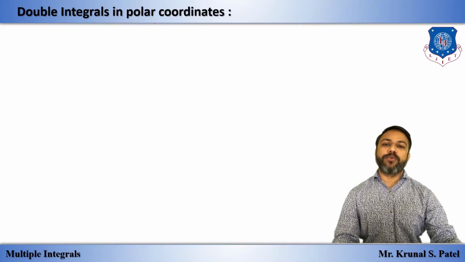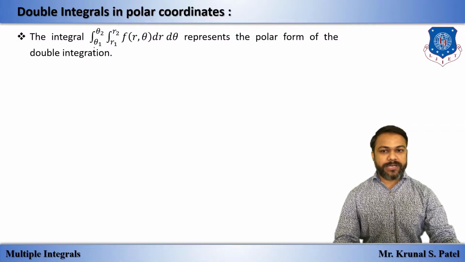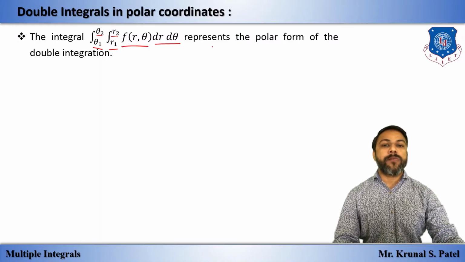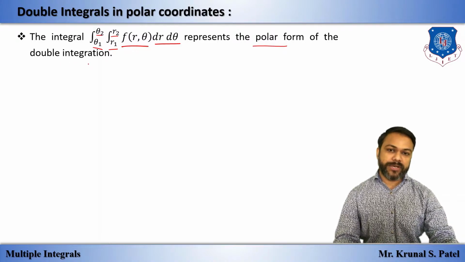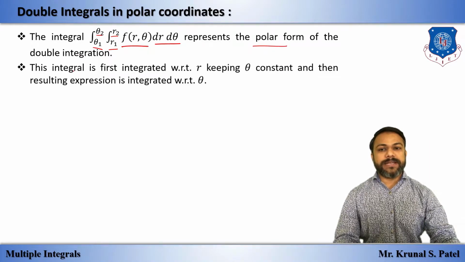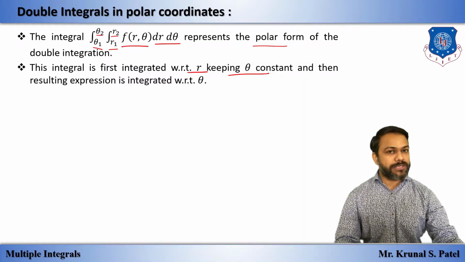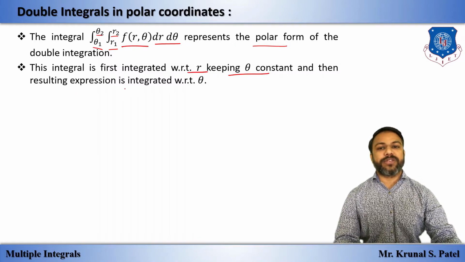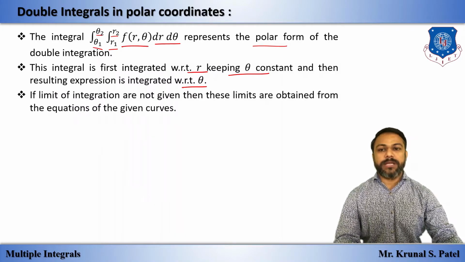Double integrals in polar coordinates. The double integration from theta 1 to theta 2, r1 to r2, f of r, theta, dr d theta, represents the polar form of the double integration. Polar means in the form of r and theta. This integral is first integrated with respect to r, keeping theta constant, and then the resulting expression is integrated with respect to theta.